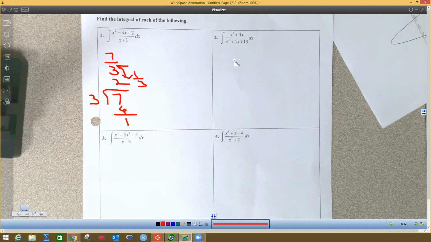So if I take the top divided by the bottom, I got x squared plus 4x plus 0 divided by x squared plus 4x plus 13. I ask myself, what times x squared gives me x squared? That's 1. When I distribute 1 through that whole thing on the outside, I get the exact same thing here.